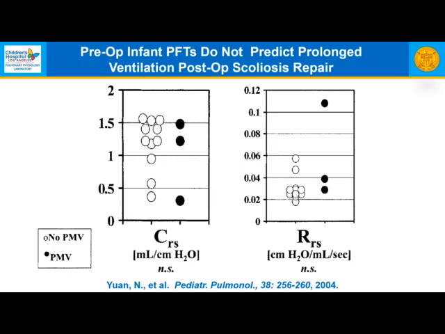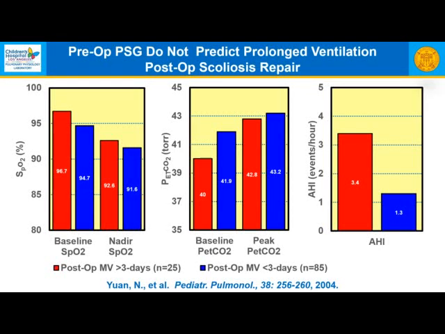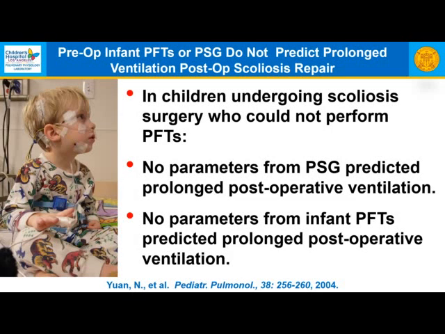There's quite a bit of overlap between those that required prolonged mechanical ventilation and those that did not. Polysomnograms also did not predict prolonged post-op ventilatory support in scoliosis. Baseline saturations not different, lowest saturations, baseline end-tidal CO2. In fact, it was higher in the ones that did not require ventilatory support here. The peak PCO2, apnea-hypopnea index. So children, again, undergoing scoliosis surgery who could not perform PFTs, parameters from infant PFTs or the polysomnogram were not helpful in predicting the need for postoperative ventilatory support.